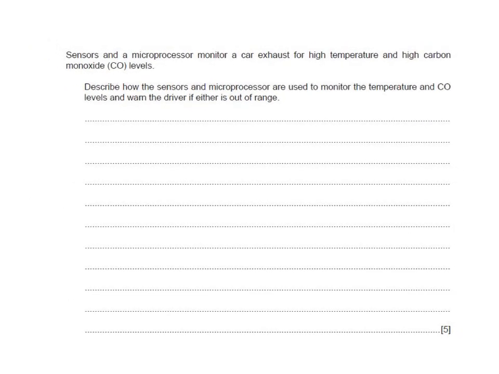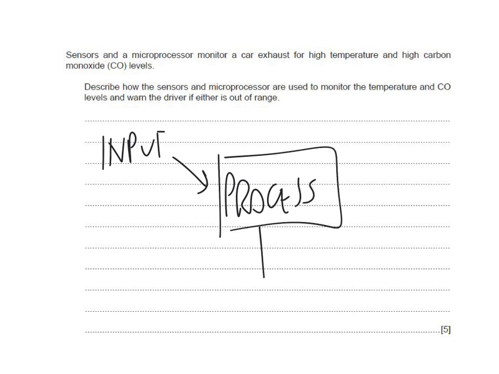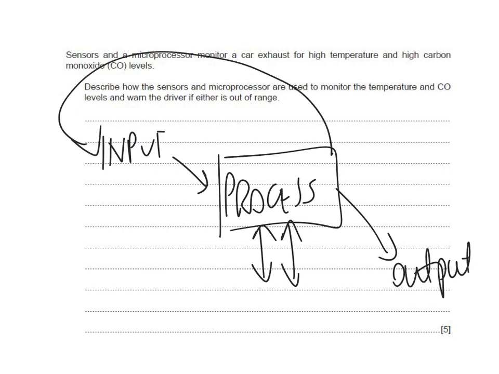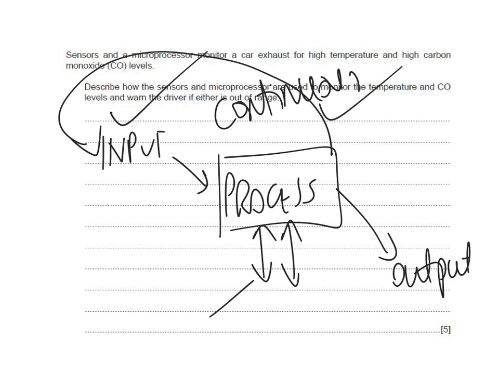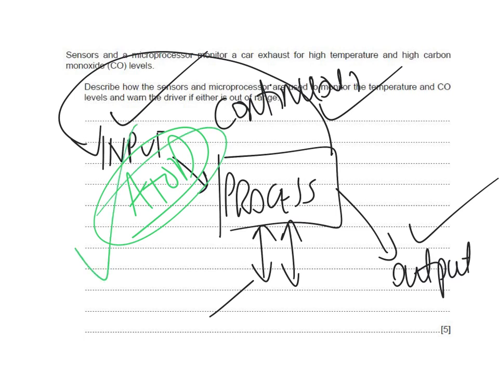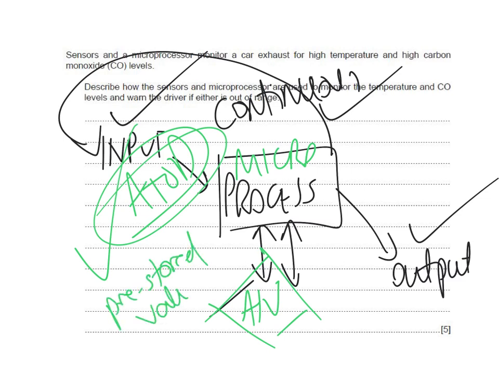Now I've got another one of these questions again. So we've got the input, we've got the process, and then we've got the output, and then we've got that continuous loop. Right, so we've got one, two, three marks. If you mention A to D here, that's a fourth mark, and then the fifth mark is going to be that comparison, the ALU, you can even just say the microprocessor, with pre-stored values, all right? First job, look at the number of marks and think about making 5 points.